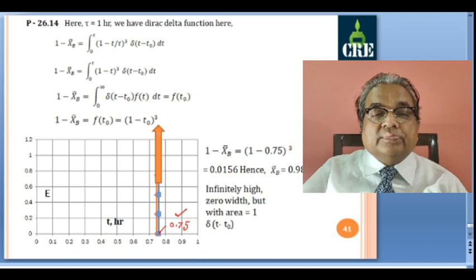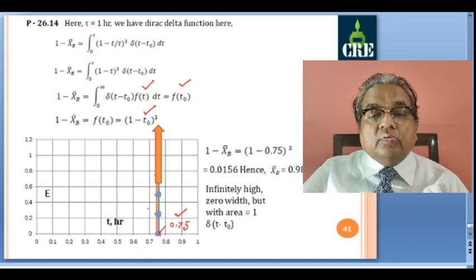This is a special function. So for this, from the definition, the integral of delta of t minus t0 times f of t dt, for any function f, when you integrate with the Dirac delta function as delta t minus t0, its integration is simply f of t0. So here our function is 1 minus t whole cube. So t is replaced by t0, f of t0. So 1 minus XB bar will be given by 1 minus t0 whole cube.